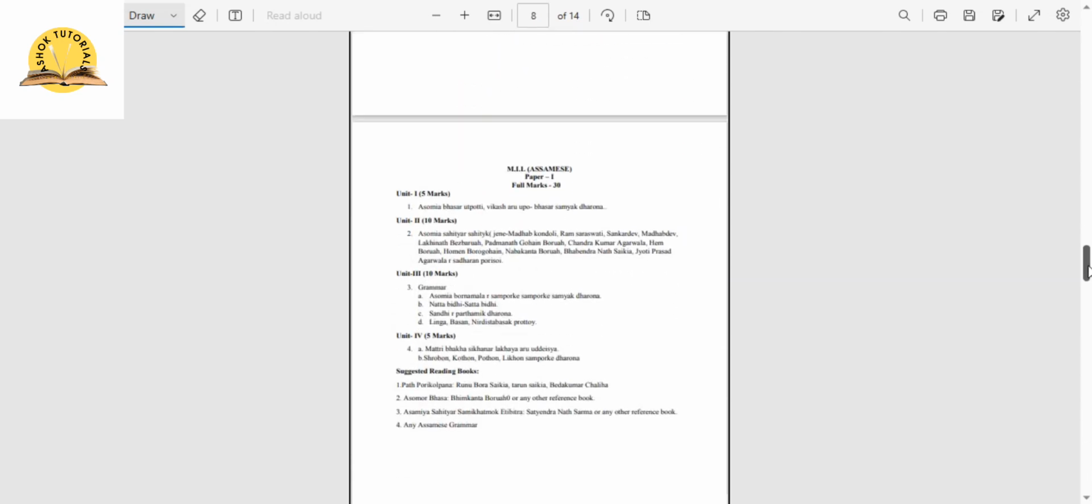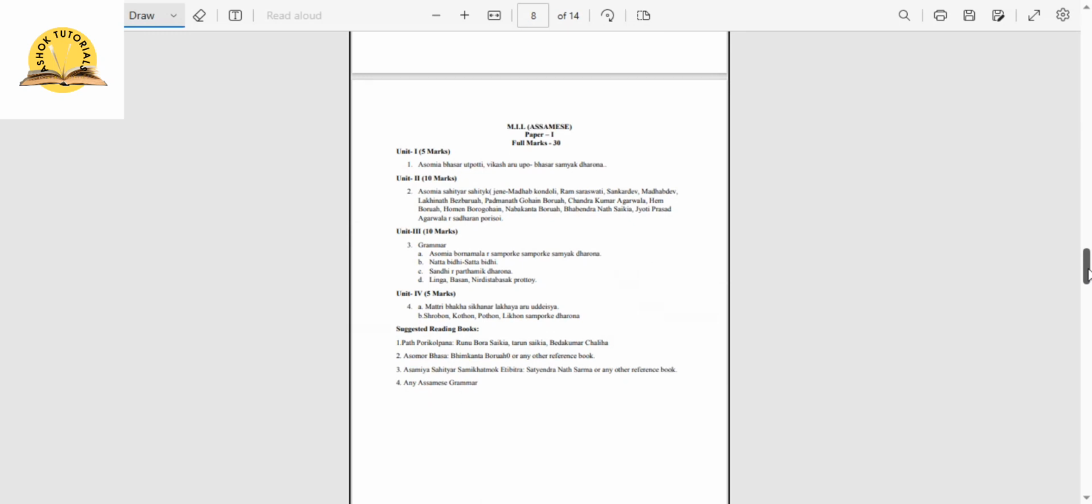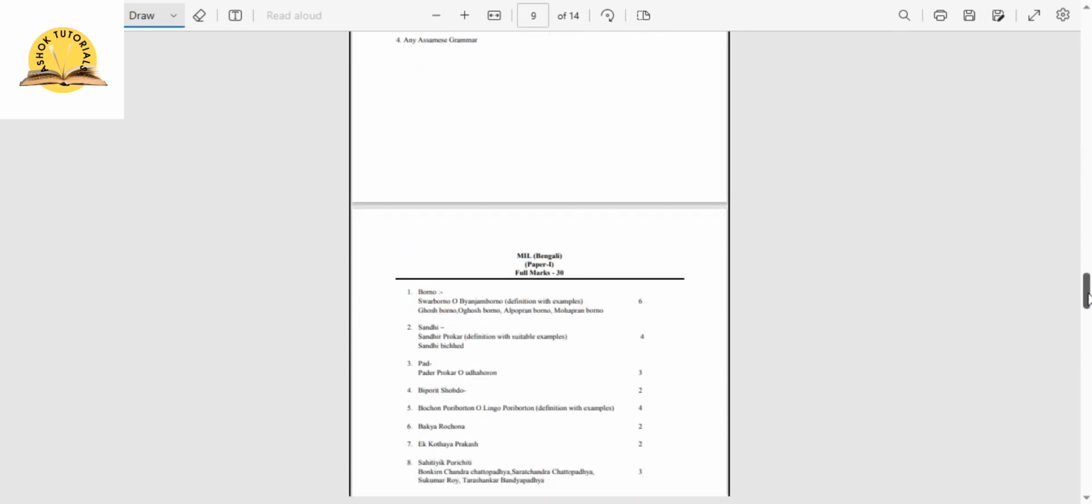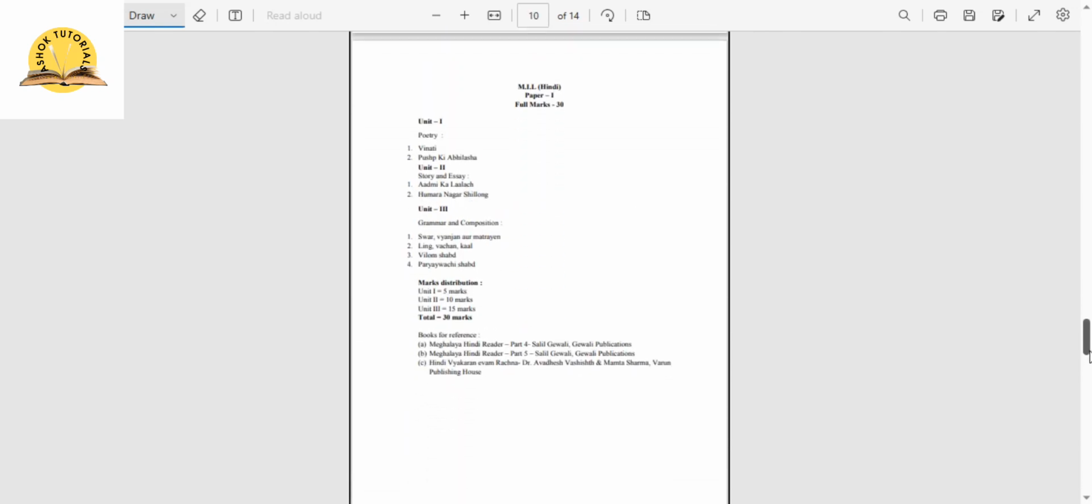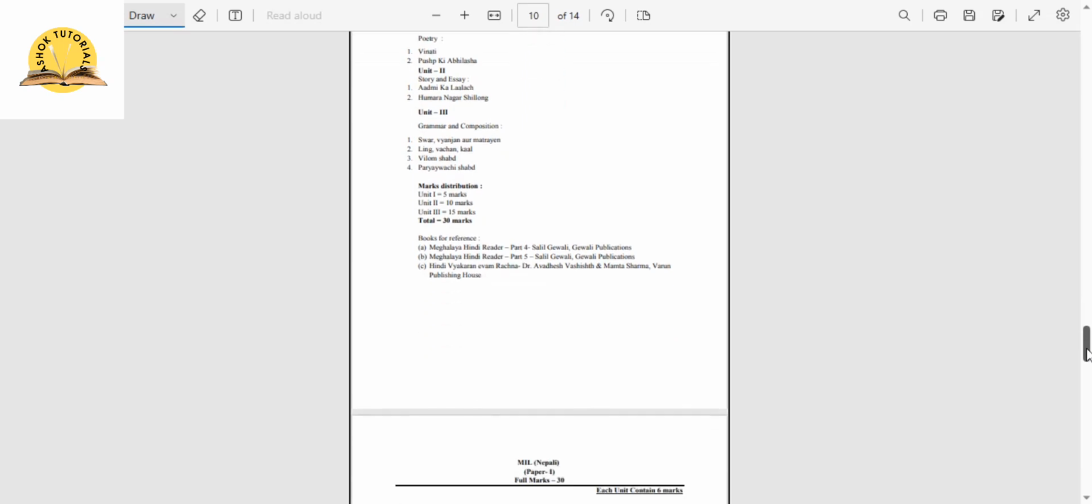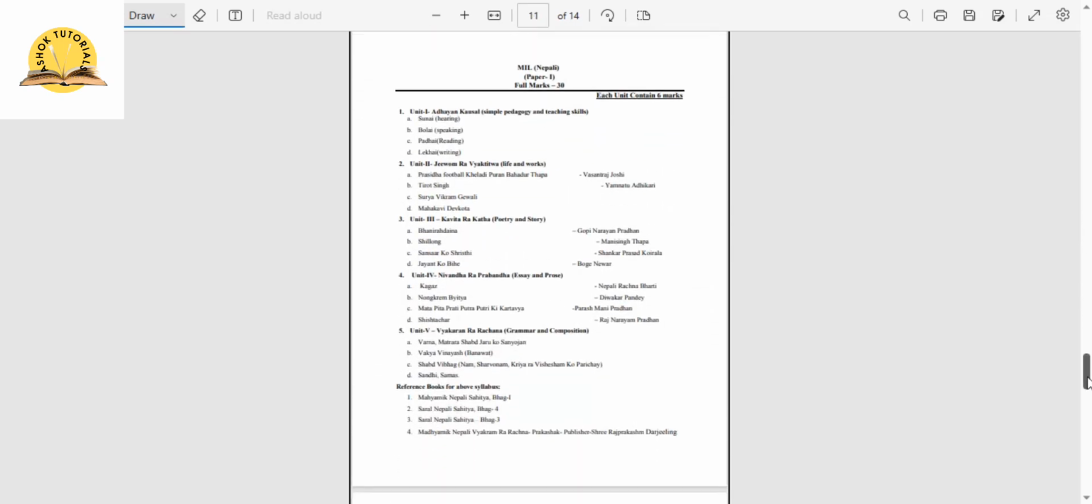Now let us see the next, we have Assamese. So those who are comfortable with Assamese can opt for this syllabus. Then those who want to write Bengali can choose this. And we have here Hindi. So those who want to write Hindi as language 1 or 2 can opt for this. Then we have Nepali. So those who want to write Nepali can choose this.